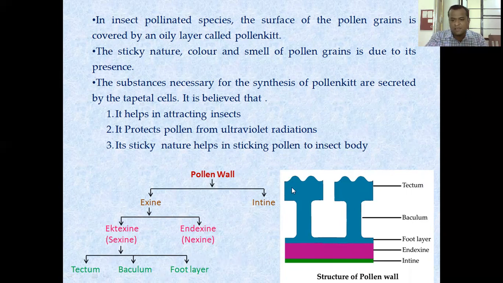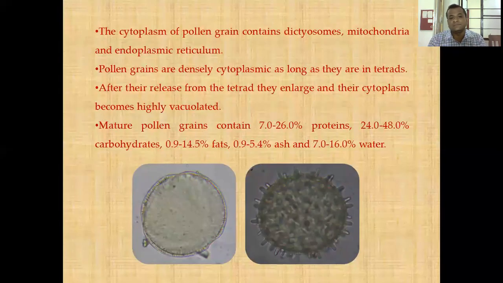Here in this illustration, you can see the structure of the pollen wall. This is the outer tectum, then baculum, and this is the foot layer. These three layers unite to form ectexine or sexine, which is followed by endexine. And inside these layers, you will find the intine. So this is the structure of the pollen wall in detail.